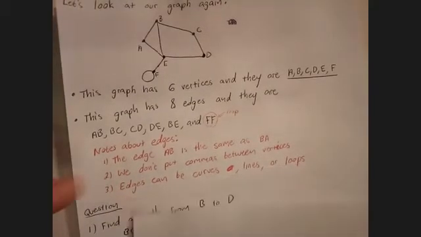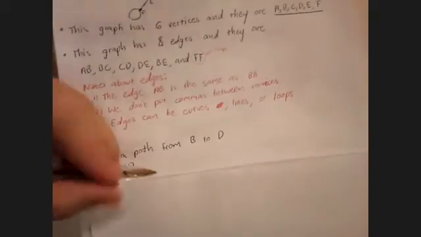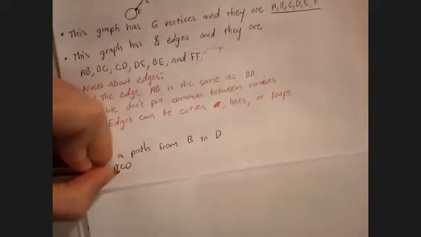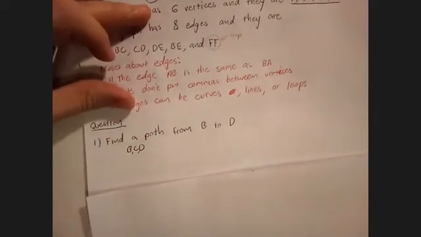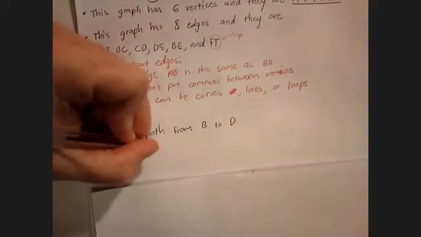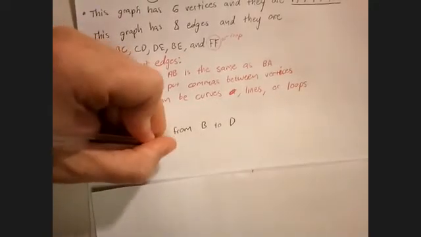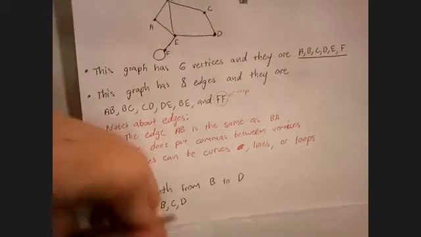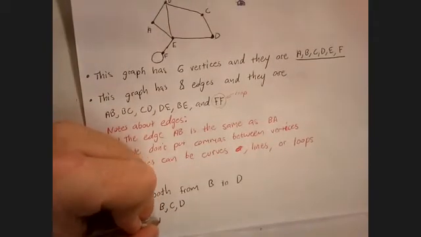That's one option. I could go, what else could I do? I think we're going to put parentheses here for the homework. B to C to D. I'll write that here. B to C to D. That's one way. I could go B, E, D, right? I could go B, E, D.